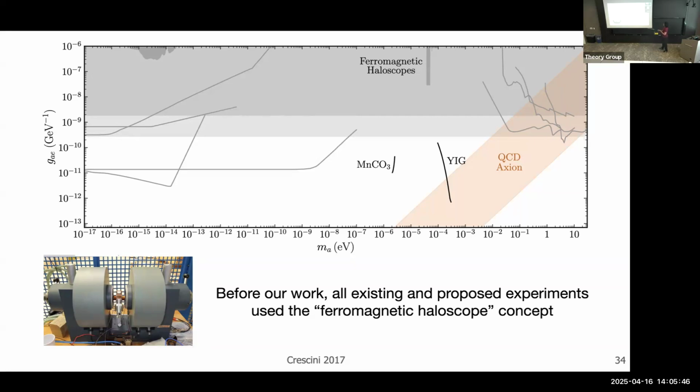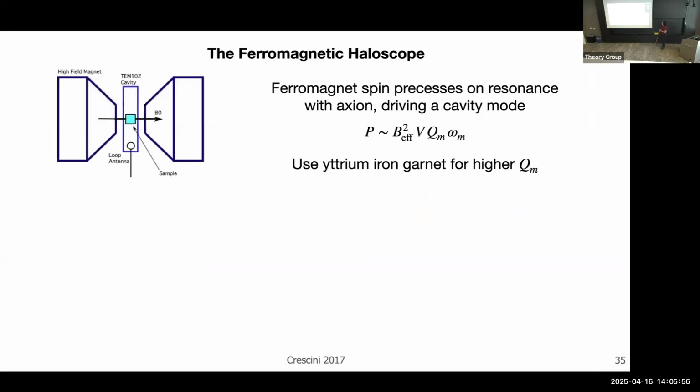Basically everything that was in this regime used the same concept. All of these things use what I call the ferromagnetic haloscope concept. So I'm going to explain to you what this concept is that everyone is using. Here's the idea. I take a microwave cavity, and inside I put a small magnet. The electron spin in that magnet will have some resonant frequency. Then I tune the external field acting on that magnet so that the frequency is on resonance with the frequency of the axion field.